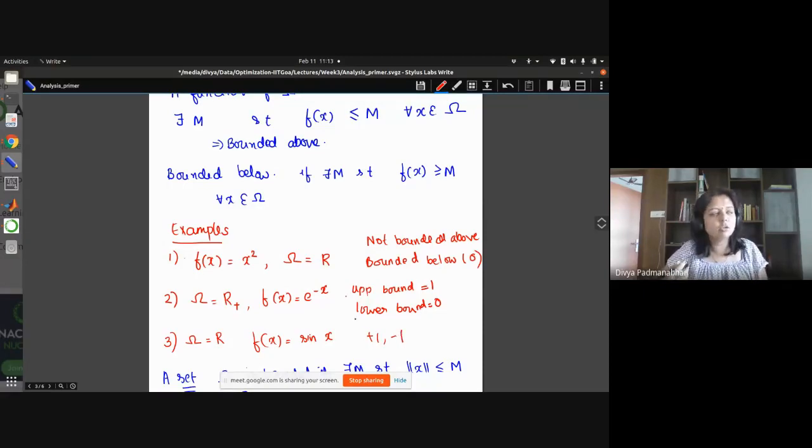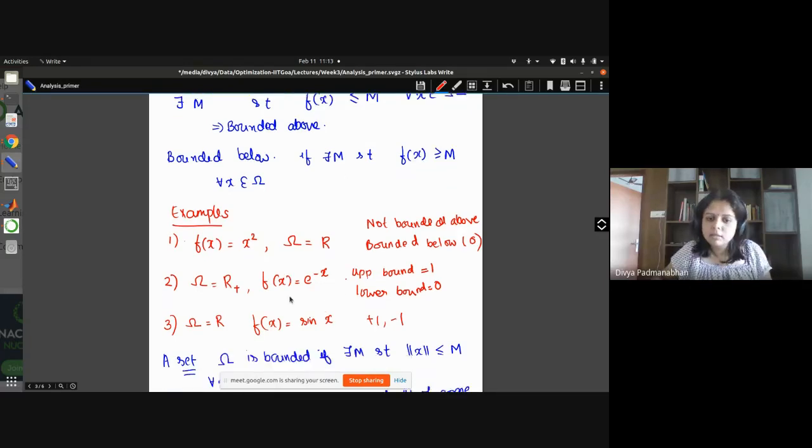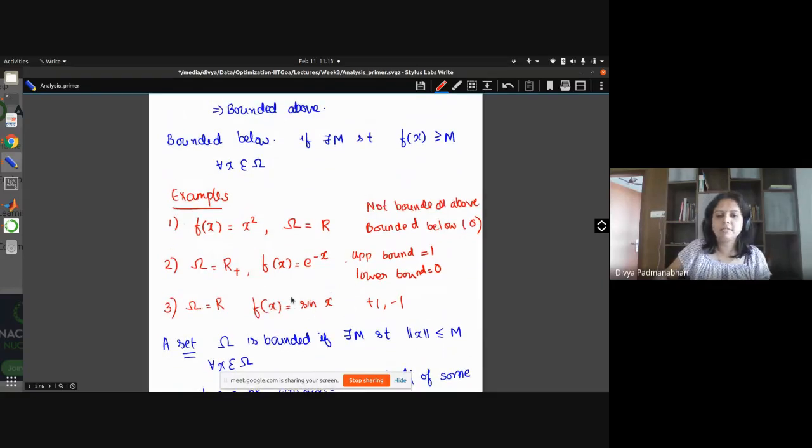So you can see that this notion of boundedness is about the function, but sometimes it also depends on the domain that you consider. For example, in the second case, omega is R plus, and both bounds existed, but when you consider the whole space, all of R, then you didn't have an upper bound. But here you consider the whole space, and still the function is bounded. So it's a combination of both the domain as well as the function itself. Okay. So now this is about boundedness of functions.